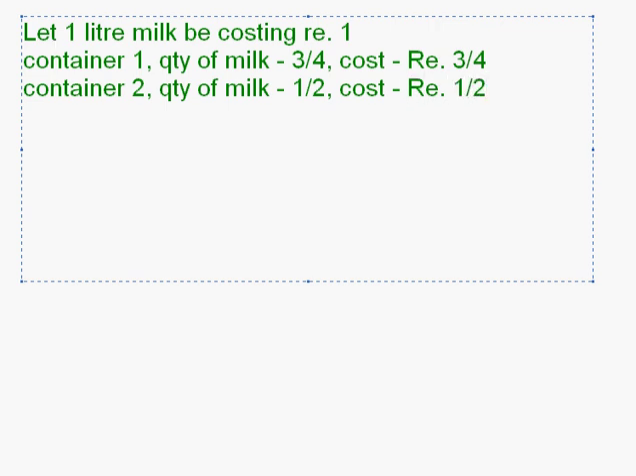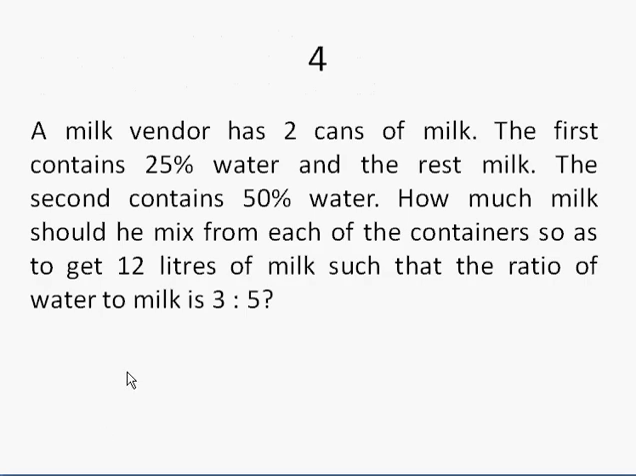So now we had 2 containers having different quantities of milk because quantity of milk in first container is 3 upon 4 liter. Therefore cost will be rupee 3 upon 4. In container 2, quantity of milk is 1 upon 2 liter, so cost will be rupee 1 upon 2. Alright, so now we'll look forward. So what else is given in the question?